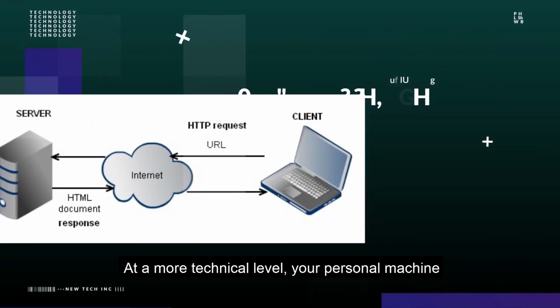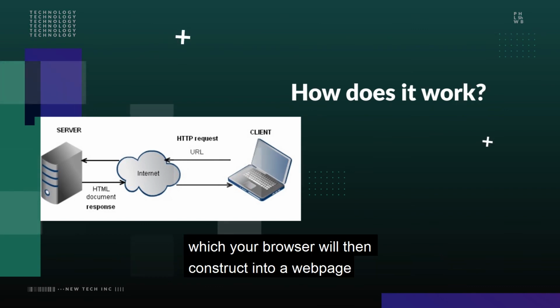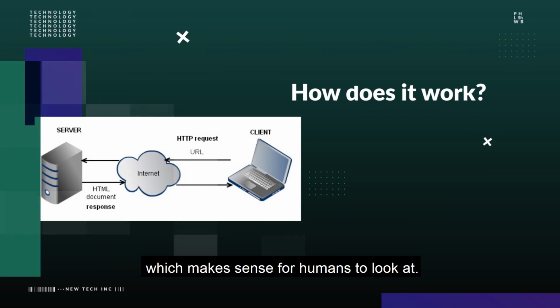At a more technical level, your personal machine will receive a page of HTML code from a source, which your browser will then construct into a web page that makes sense for humans to look at.